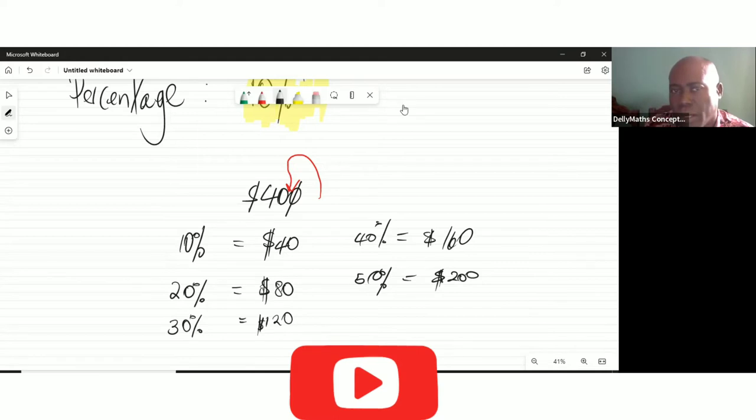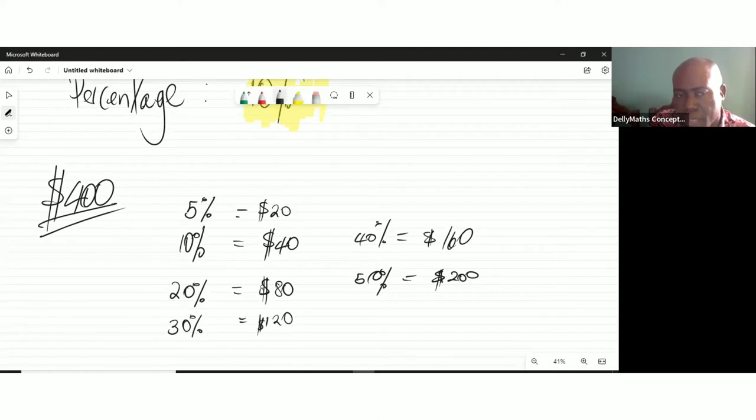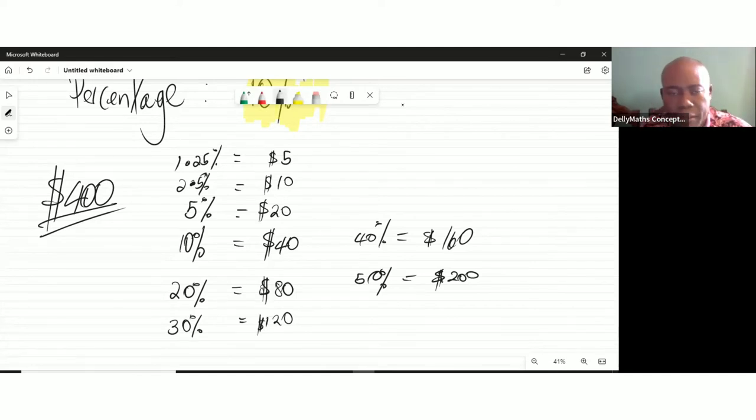Let's go backwards. We're talking about $400, so we're taking the percentage off the 400. Let's go 5%. 5%, as you could see, is half of 10%, so 5% is 20. What about 2.5%? 2.5% is half of 5%, so 2.5% is $10. You could go further if you want. 1.25% is half of this, so it's going to be $5. So we are realizing that the moment I know 10%, I can go multiples of 10, or I could go even backwards.